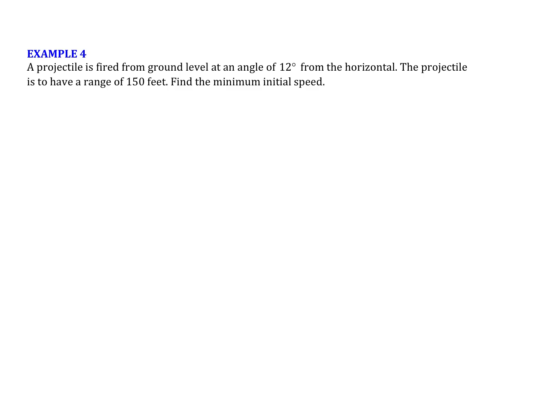So here we have a projectile being fired at ground level. So that automatically means that h naught is 0. Our angle is 12 degrees. We do not know the initial speed. This is unknown, and in fact, this is the goal. And we know that the range is supposed to be 150 feet.